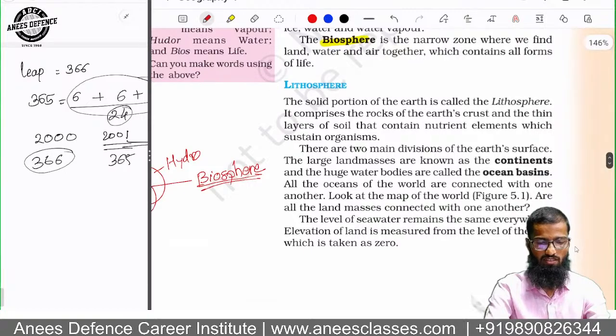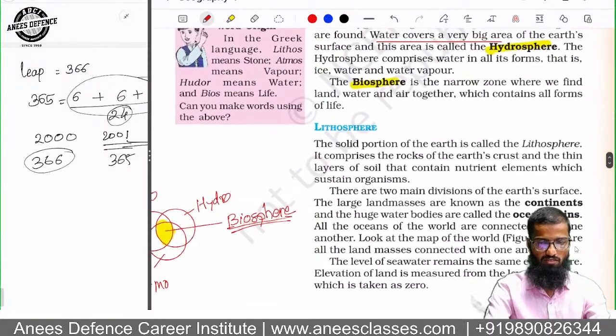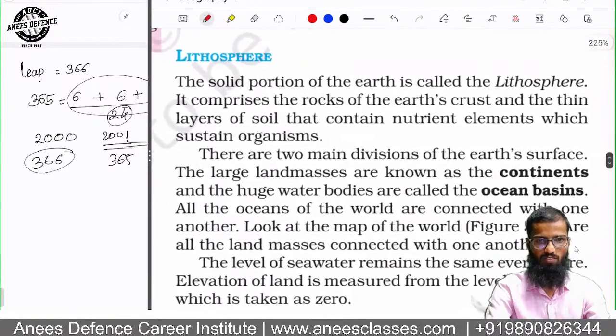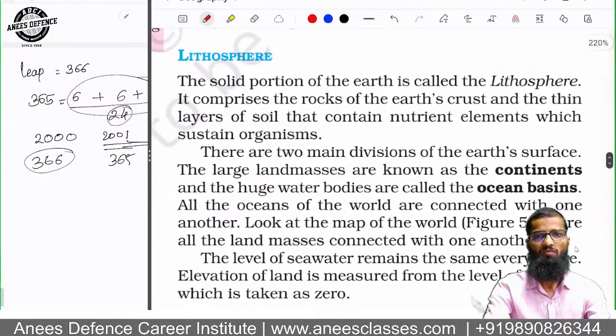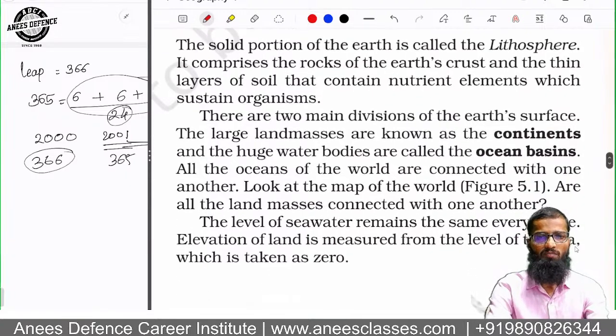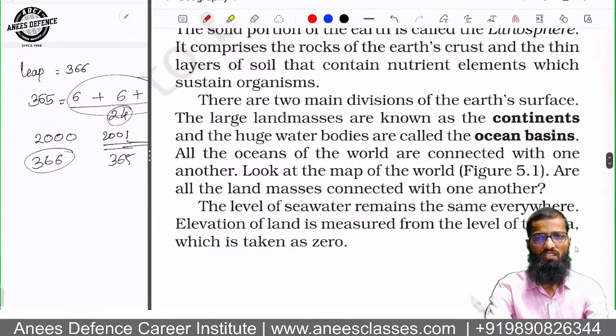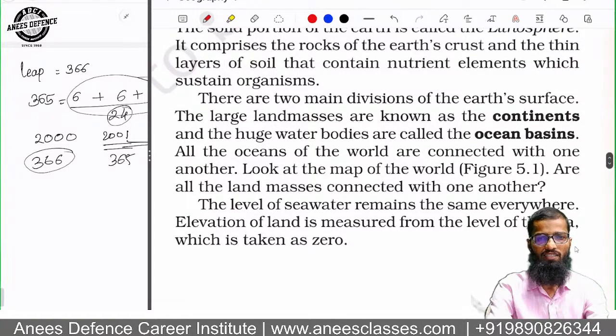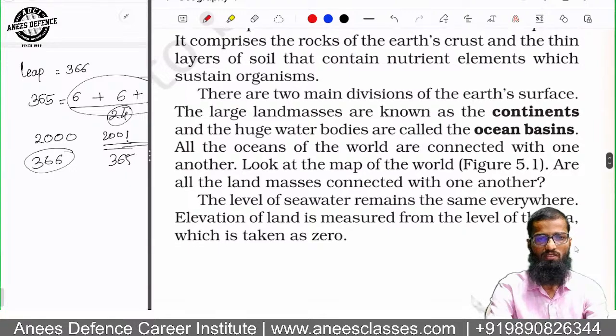So we will be discussing the lithosphere first. The solid portion of the earth is called lithosphere. We have seen that it comprises rocks. In NDA, many questions are asked on rocks. Then there are two main divisions of the earth's surface. The large landmasses are known as continents. We will see what is called a continent.